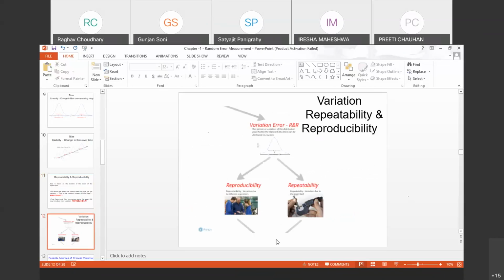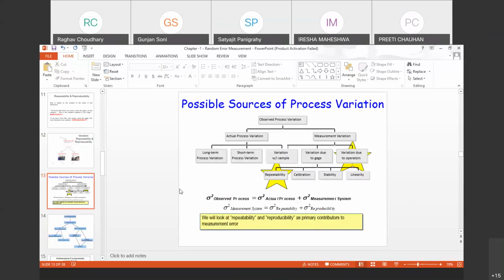So this diagram is indicating the variation error because of repeatability and reproducibility. One is because of the machine and another is because of the worker. Then let's understand what the possible sources of process variation are.